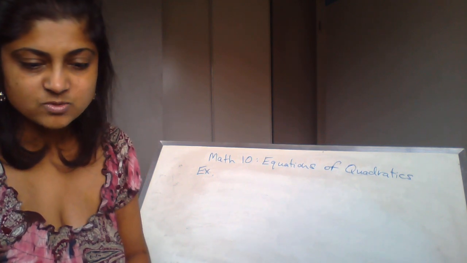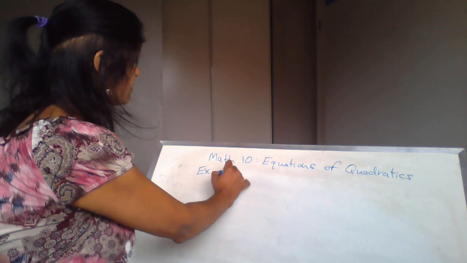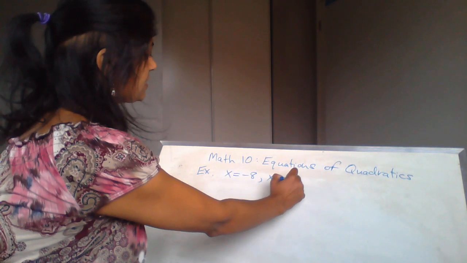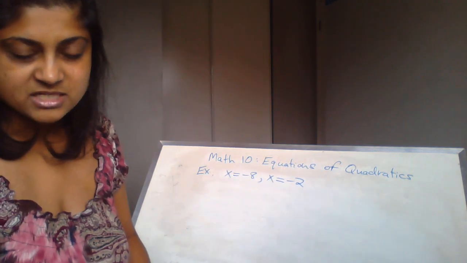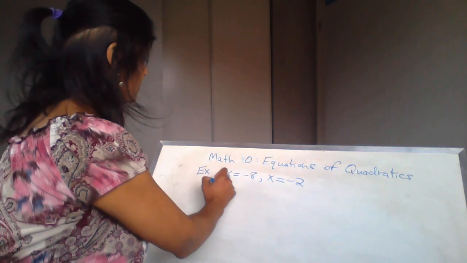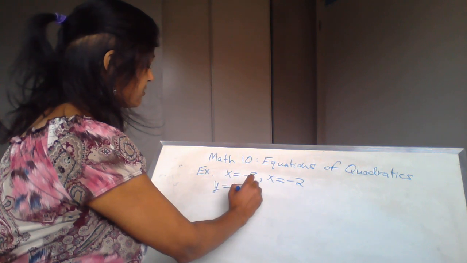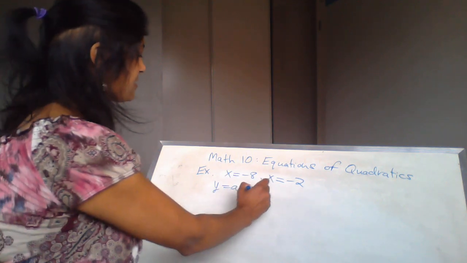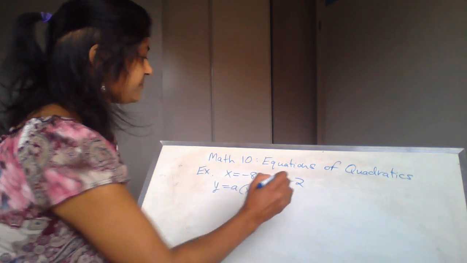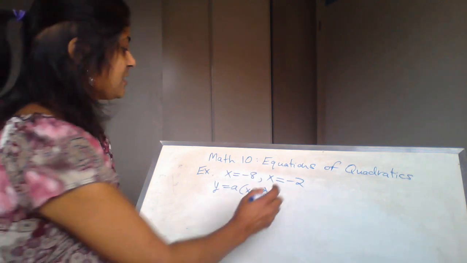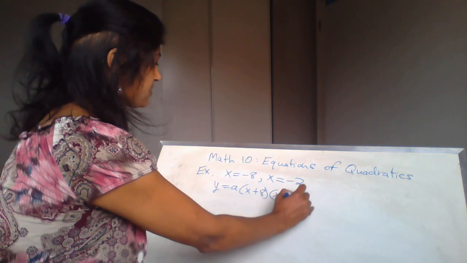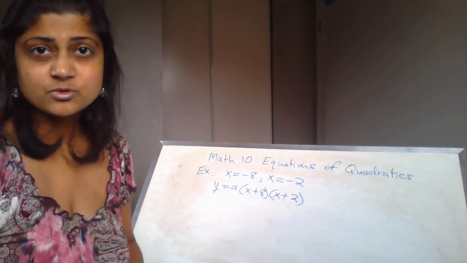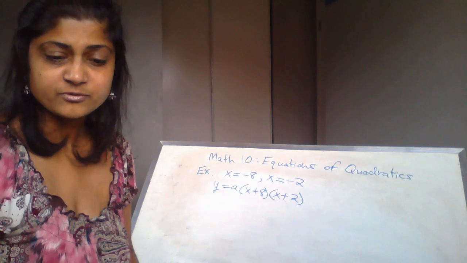Let's try this one here. Let me give you the x-intercepts. So x equals negative 8, and x equals negative 2. So these are my x-intercepts here. Let's put it into the equation. This is the general factored form of the equation. So I have x equals negative 8, I'm going to change it, so in brackets I put x plus 8. I have x equals negative 2, so in brackets I'm going to put x plus 2. Does everyone see that? You should always be doing at least 2 or 3 steps when you're solving for the equation of the quadratic.